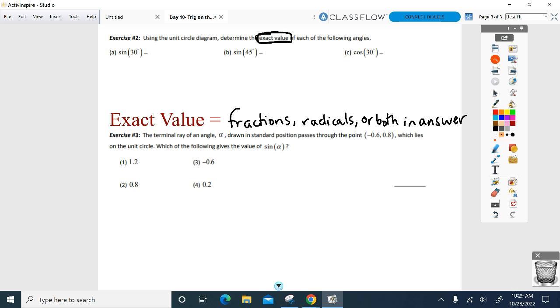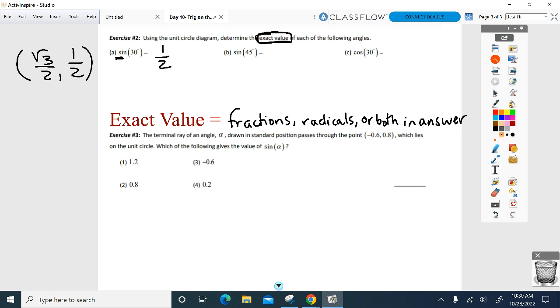30. Name the point at 30. Come on, we worked our tails off yesterday. 30. Radical 3 over 2, comma. All right. And I'm asking you to find the sine. So what coordinate do I want out of those two? The y, which is? You're done. The sine of 30 is 1/2.